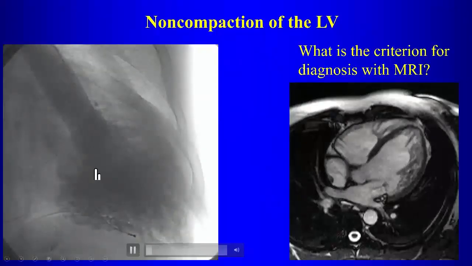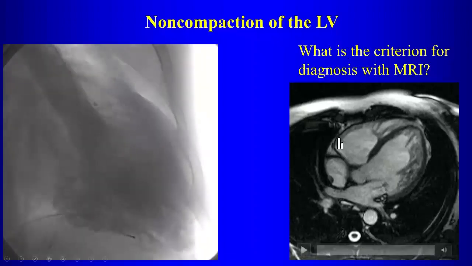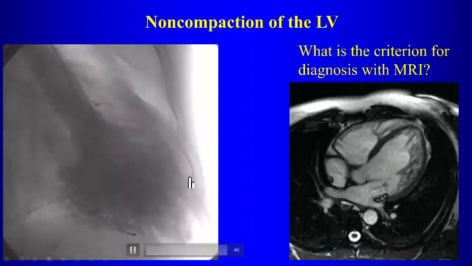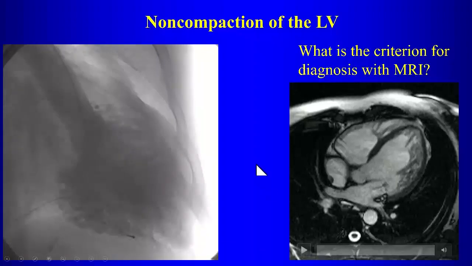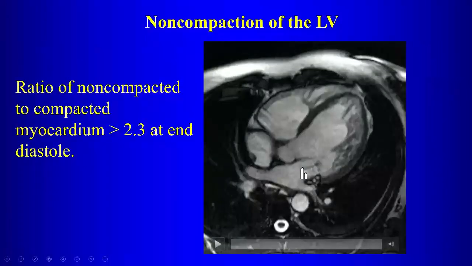Okay, so here's a very dramatic example. Here you can see all these trabeculations on this left ventriculogram. Now there are MR criteria for making the diagnosis. What are the MR criteria for making the diagnosis of non-compaction? Anybody know? Ratio. What's the magic number? 2.3 is the number, correct.